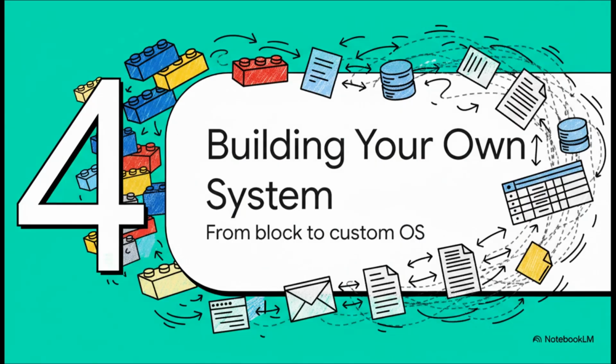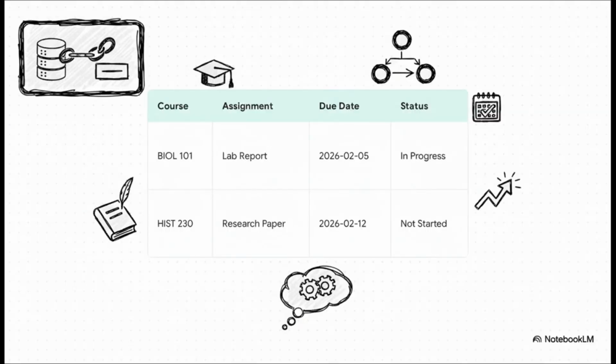Okay, so let's recap. We have blocks, pages, databases, relations, and rollups. That's pretty much the whole toolkit. With just these few types of Legos, you can build, well, pretty much anything you can imagine. Let's look at a couple of real-world examples. So if you're a student, this could be an amazing assignment tracker. You could have one database for all your courses, another one for all your assignments, and then link them together. You'd never have to wonder what's due for which class again. It's all in one place.